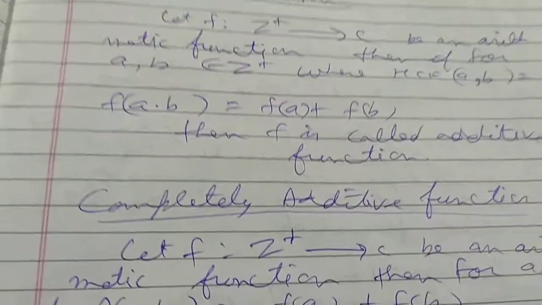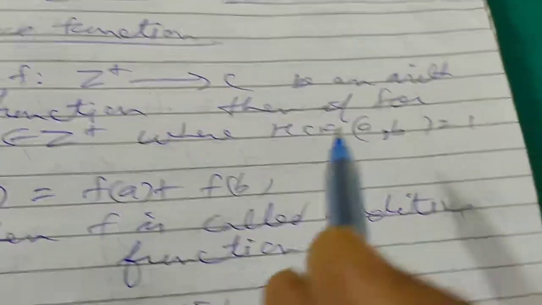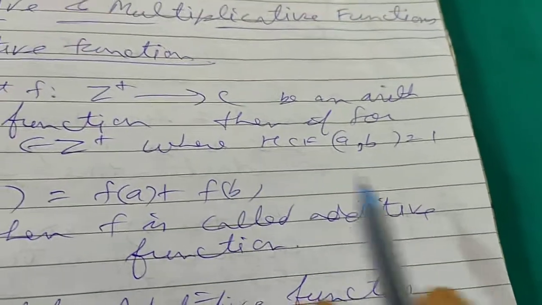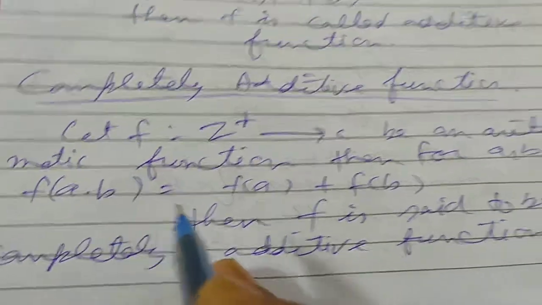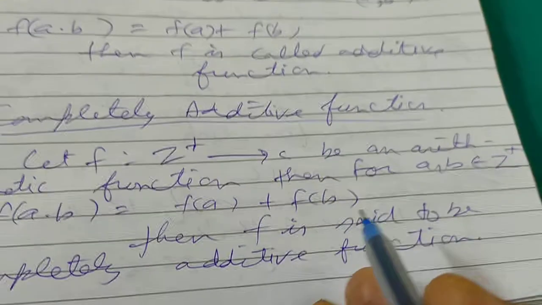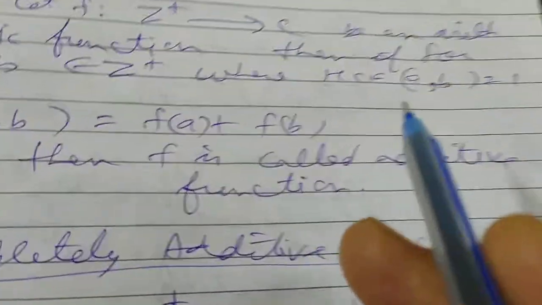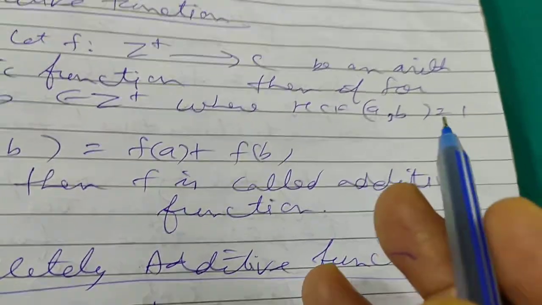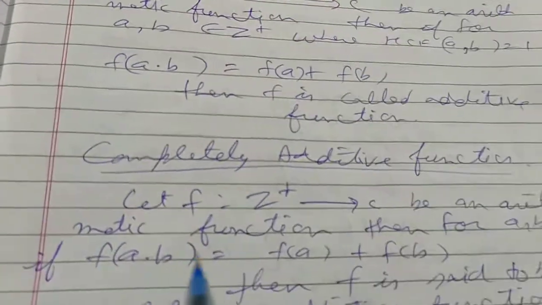Then we have the completely additive function. In that one, we will not consider the condition that the GCD of a and b is 1. So they can be any two positive integers, and if in that case f of a times b is the same as f of a plus f of b, then we say that f is a completely additive function. So this extra condition, that the GCD of a and b is 1, is not necessary. It may be 1 or may not be 1. So in both cases it should be true. Then we say that the function is a completely additive function.